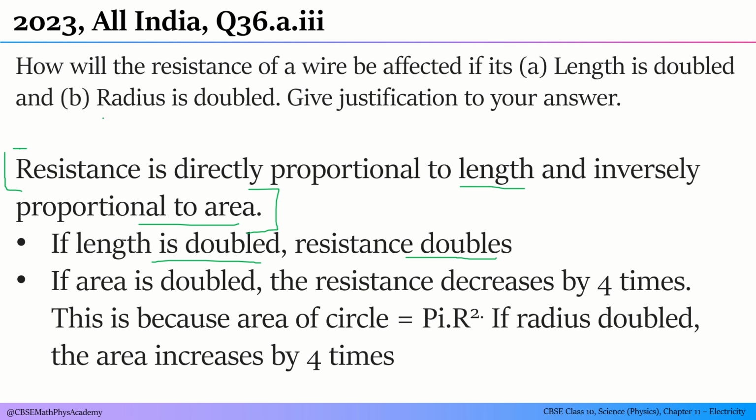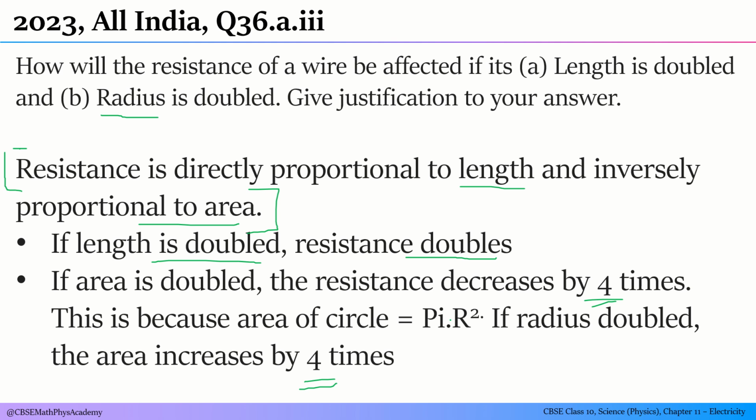Then radius is doubled. Radius is linked to area. When it is given radius, it is understood it is a circular wire. The wire is circular in shape. So when area is doubled, the resistance decreases by 4 times. How? This is because area of a circle is pi into r square, that is the radius square. Radius is doubled, so area increases by 4 times.